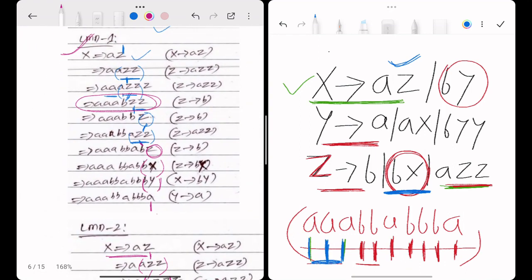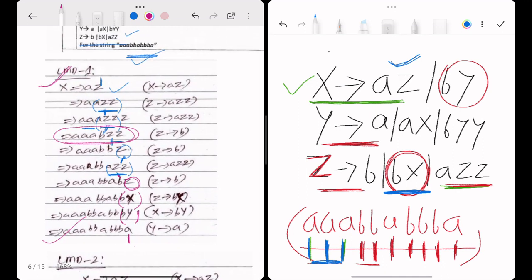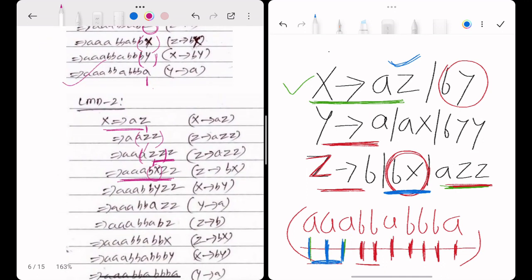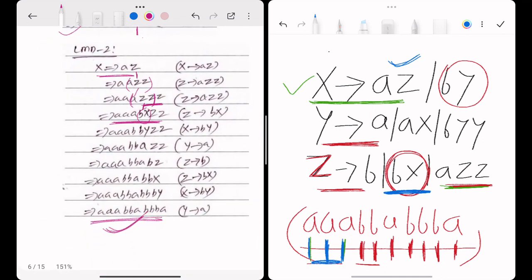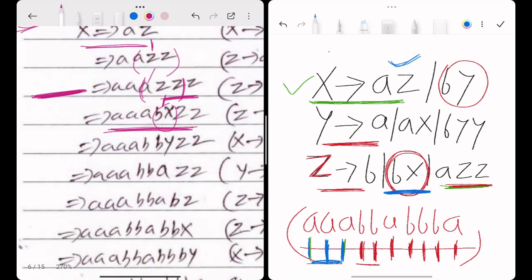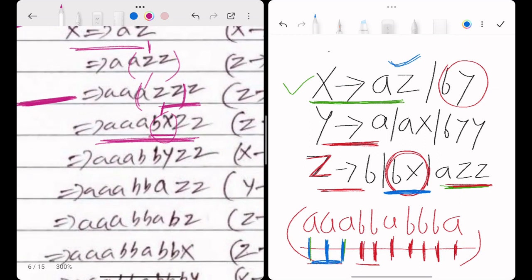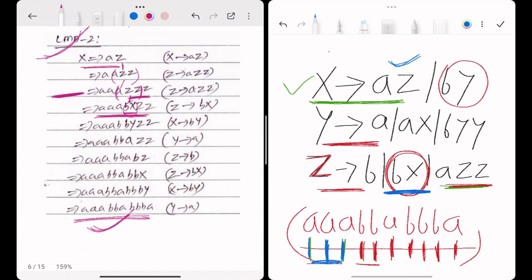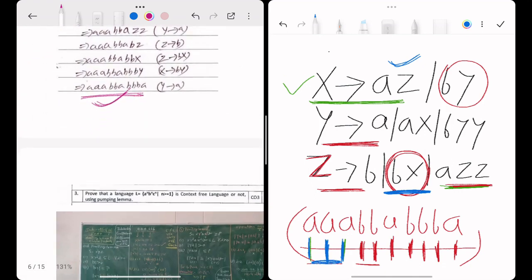For this string outcome, I am using one derivative tree, and at last I am getting this final answer by the help of another derivative tree, because at step 4, Z produces BX, which I am taking. So this tree is different. This is the final answer. So this is ambiguous.